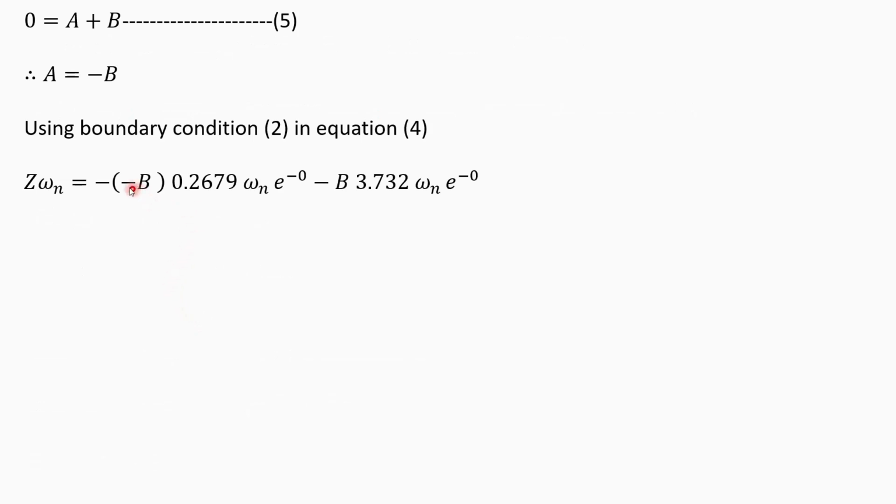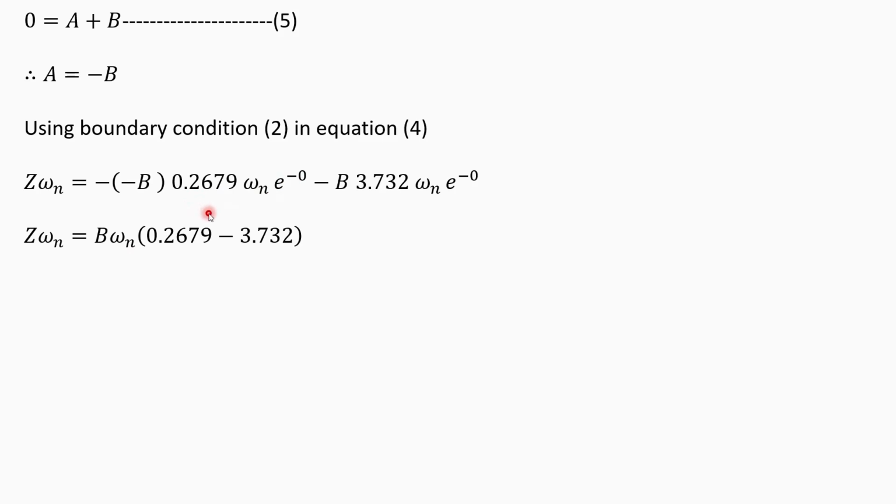In place of a we have substituted minus b, and in place of x dot it is z omega n, and in place of t it is 0. 0 multiplied by any term is 0, so this is e raised to minus 0. Over here also it is e raised to minus 0. Minus minus multiplication is plus, and the rest of the terms are as they are. e raised to minus 0 is 1.